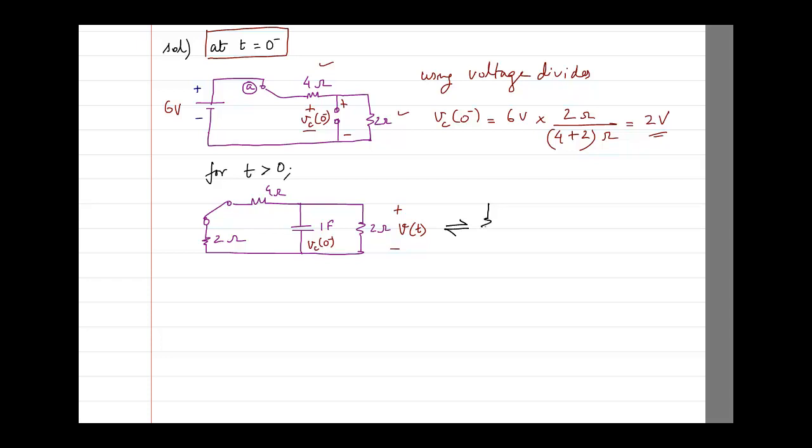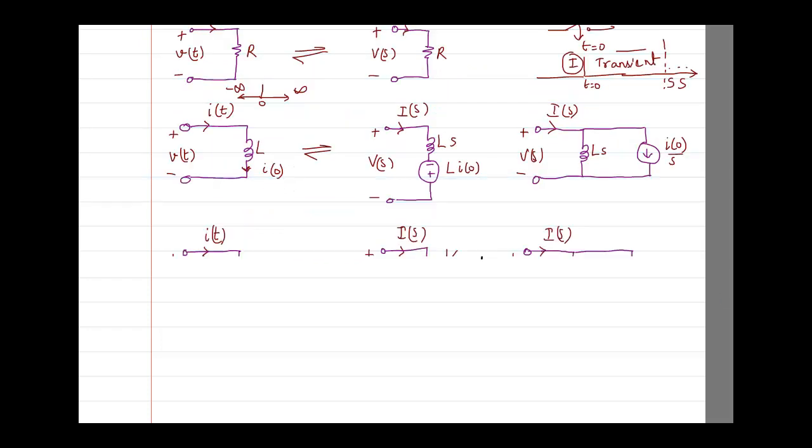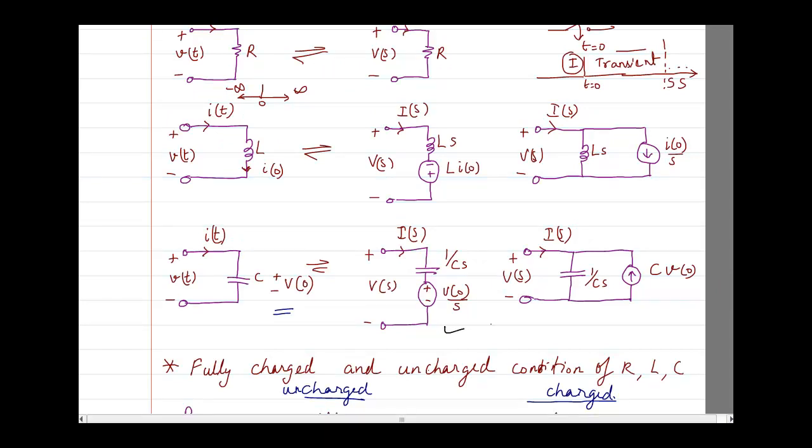where 2 ohms is as such 2 ohms itself, no change. Similarly 4 ohms also is 4 ohms, no change. The capacitance is now going to have a value which is 1 by Cs. Here I am having 1 F, so it becomes 1 by S. And for the capacitor, if you would remember, we have to replace V0 by V0 by S, where V0 by S is basically a voltage source, and that voltage source has to have a polarity which is opposite to the polarity of what we have applied.